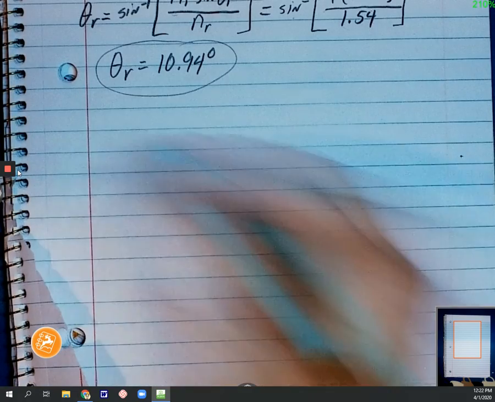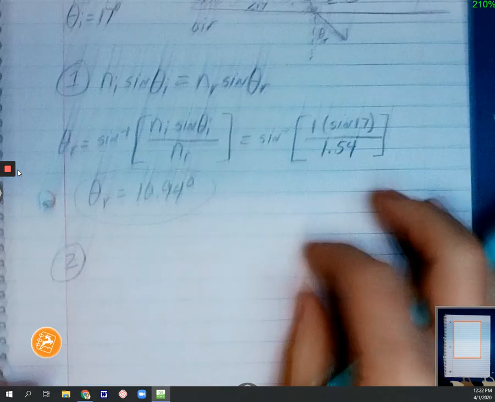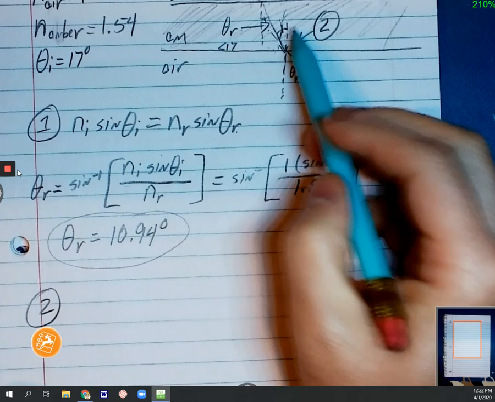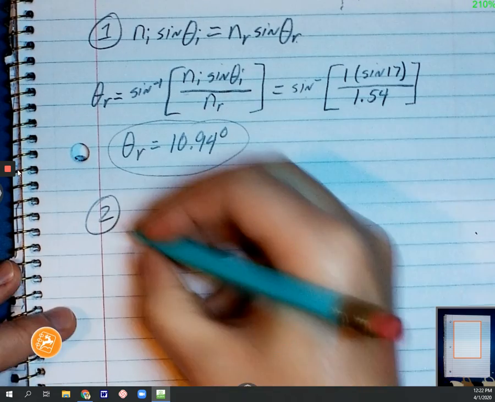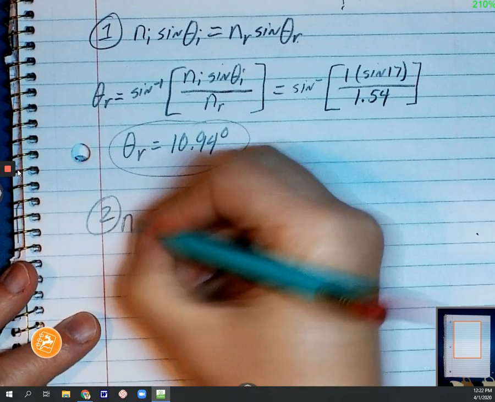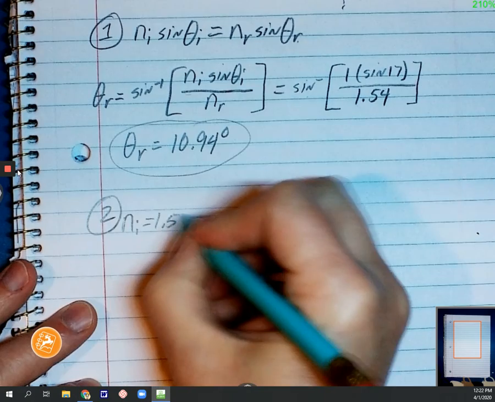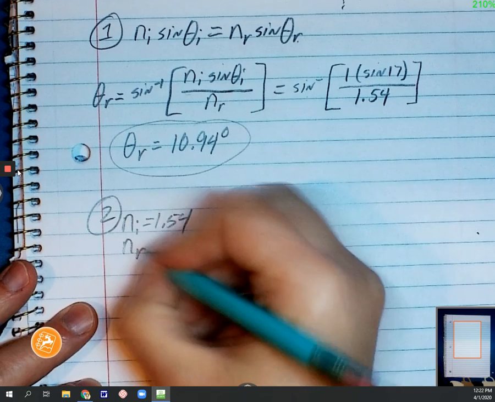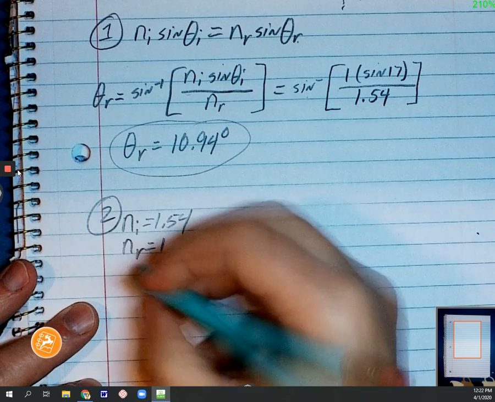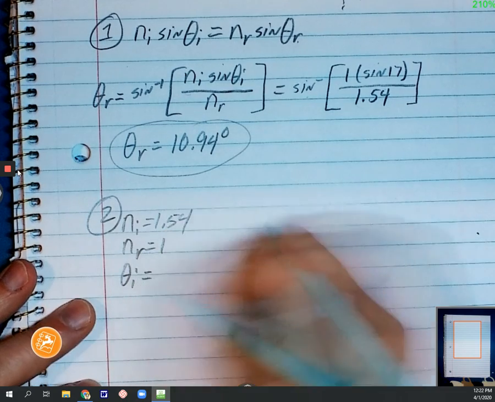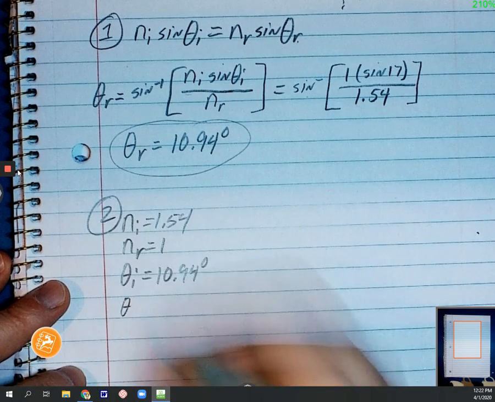So now we're going to do part 2, and it's going to be almost exactly the opposite. What's going to happen is that the light is moving from the amber back out into the air. So for this right here, our index of refraction of what we're starting with is 1.54. Our new index that it's going to be refracted into is 1. And our angle of incidence is going to be 10.94 degrees. And we're trying to find our new angle of refraction.